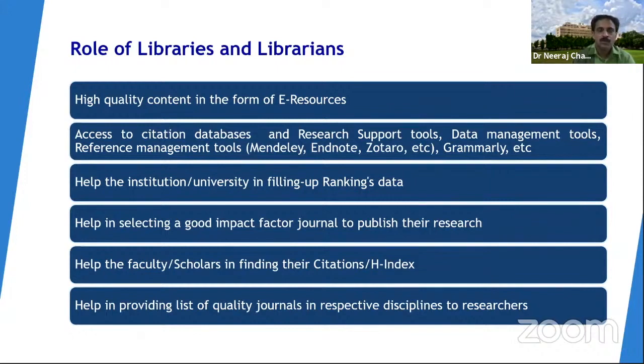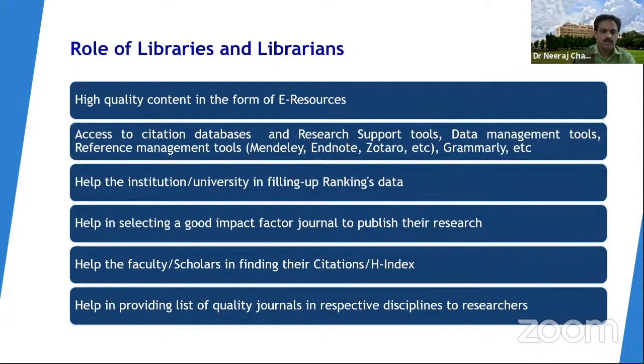to the faculty members and research scholars, saying that these are the top 15 or 20 journals in your field, and you can publish your research in these journals, because if they are publishing in good quality journals, then definitely they will get good citations, impact, and also visibility of their research.